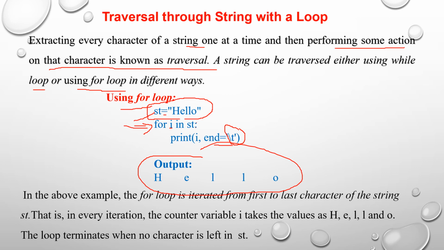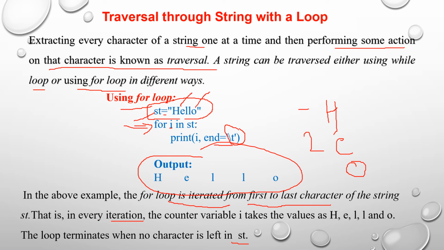In this example, the for loop iterates from the first to the last character of the string. Here h is the first character and the last character is o. In every iteration, the counter variable i takes the value of the next character. In the first iteration, the i value is h. In the second iteration, i value is e. And in the last iteration, i value is o. So it will take h, e, l, l and o. The loop terminates when no characters are left in the string.